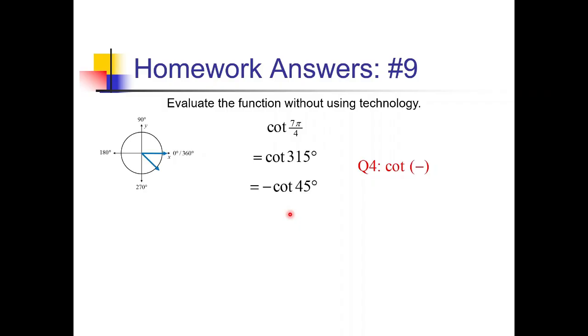To make this something I can actually work with, I'm going to turn it into sine and cosine. So this becomes negative cosine of 45 over sine of 45. And I know that cosine and sine of 45 both happen to be radical 2 over 2. So we have negative root 2 over 2 over root 2 over 2. Since I essentially have something divided by itself here, this all just becomes 1. So then we have negative 1 for our final answer.